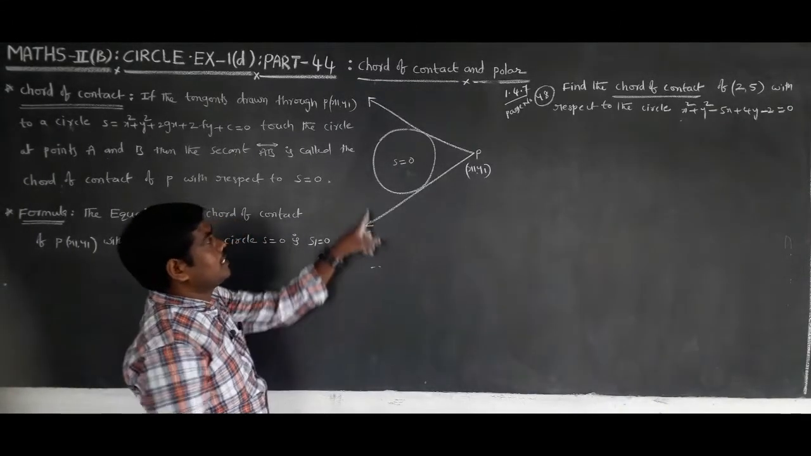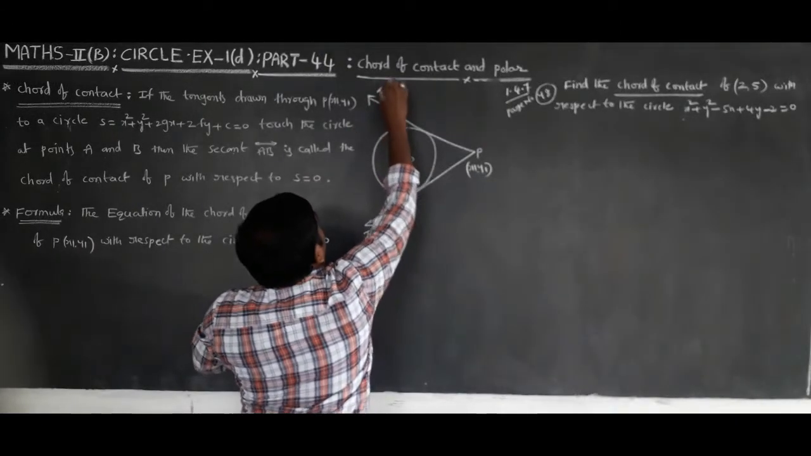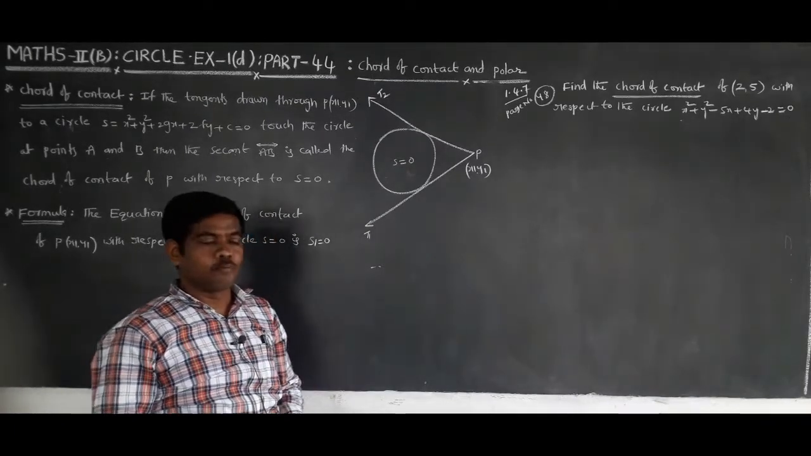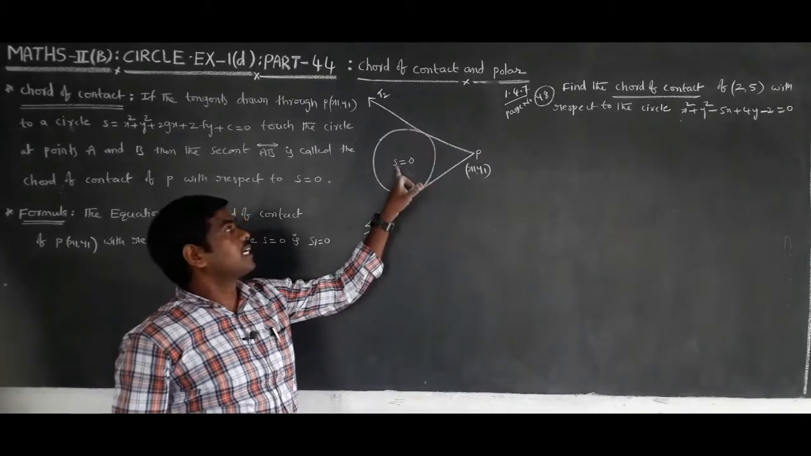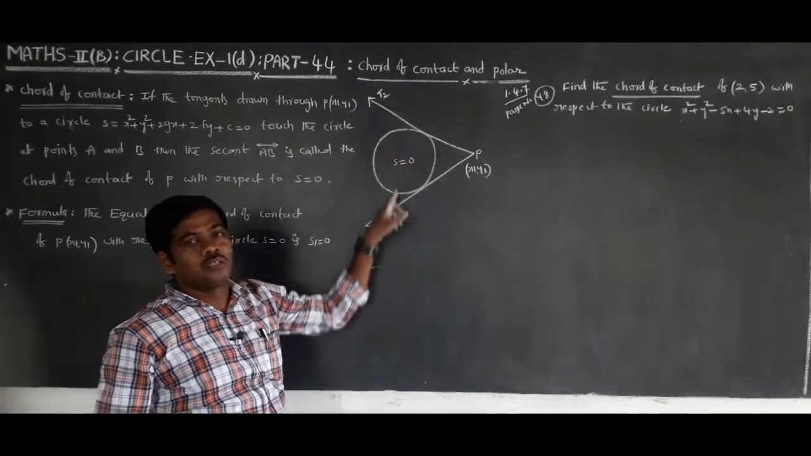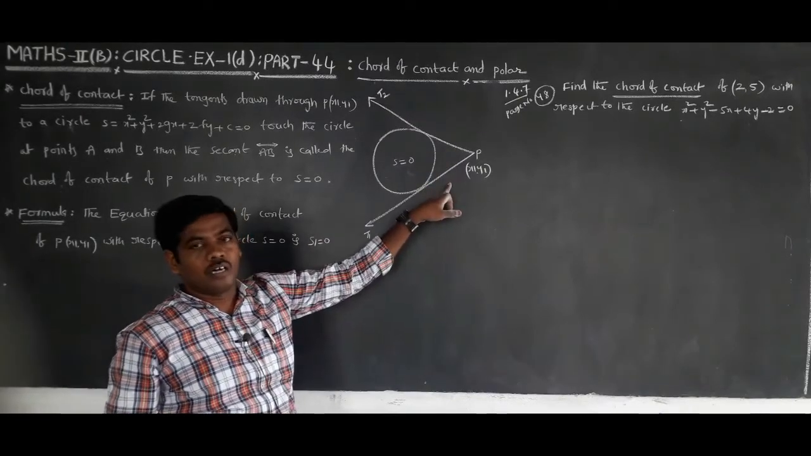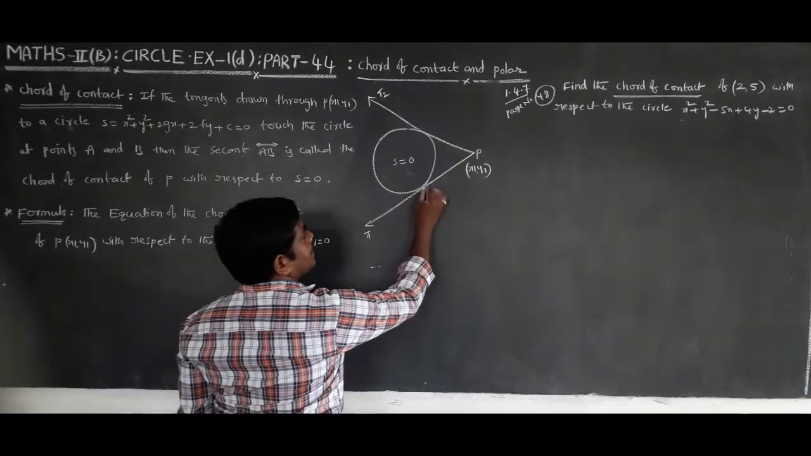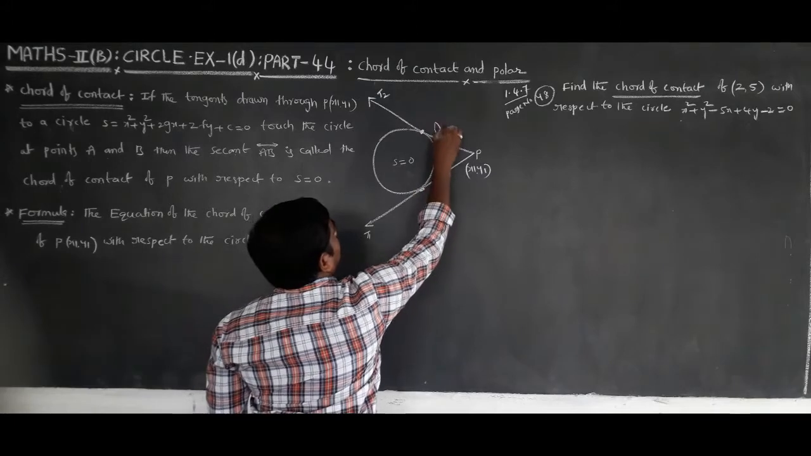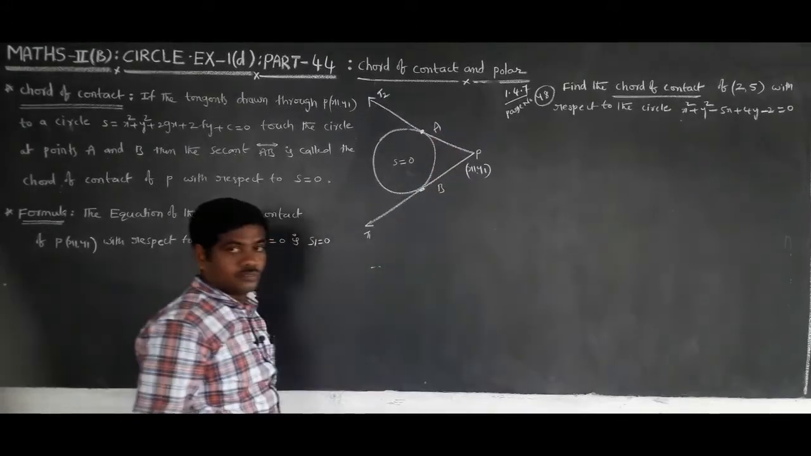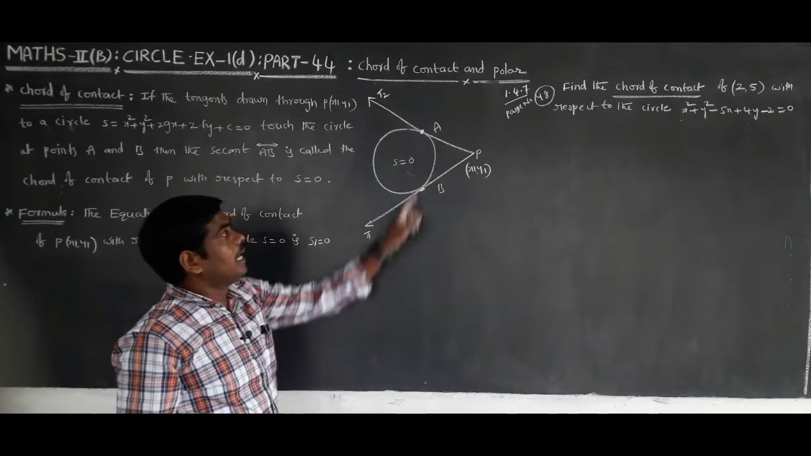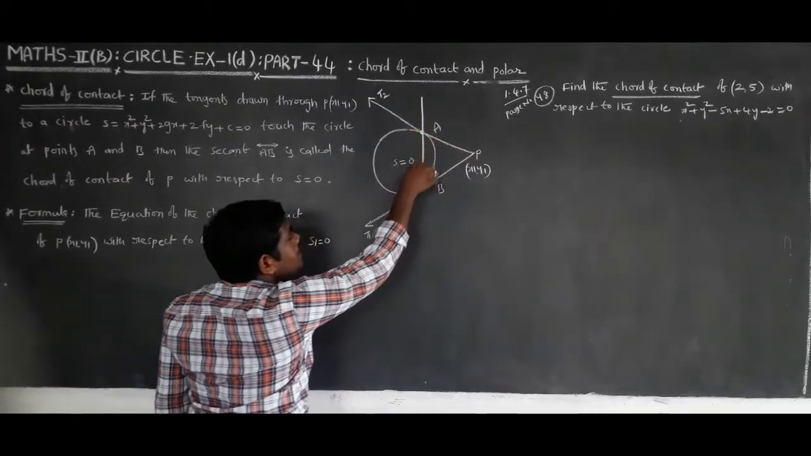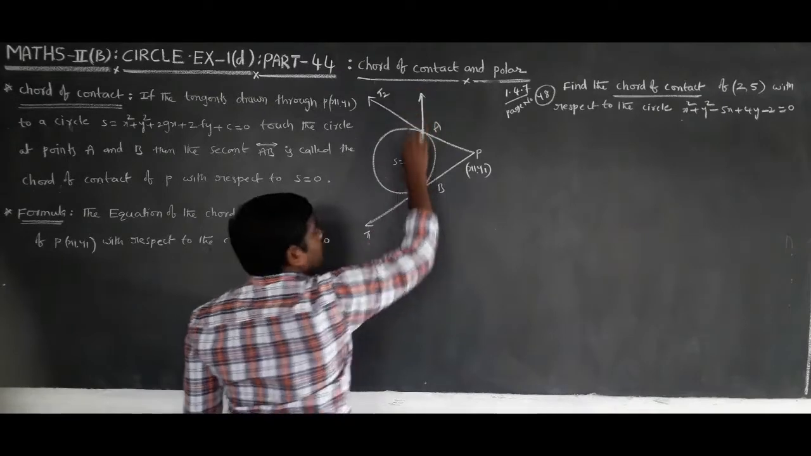This is the first tangent, this is the second tangent. The number of tangents drawn from exterior point P(x1, y1) to the circle S = 0 is 2. Two tangents are drawn from P to the circle S = 0. The tangents touch the circle at A and B. The line secant AB is called the chord of contact.